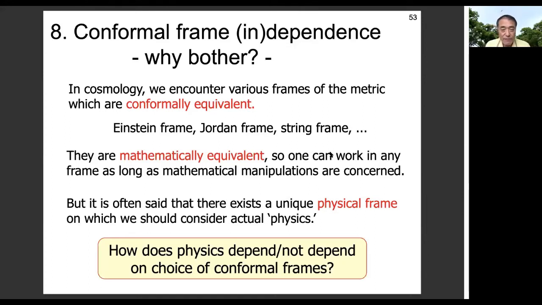You may have some so-called Jordan frame where the matter field is minimally coupled to the metric, but there is some non-trivial scalar gravity part, a scalar field, which deforms the Einstein action, and so on and so forth.